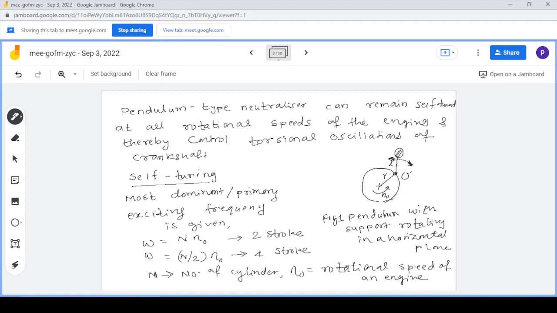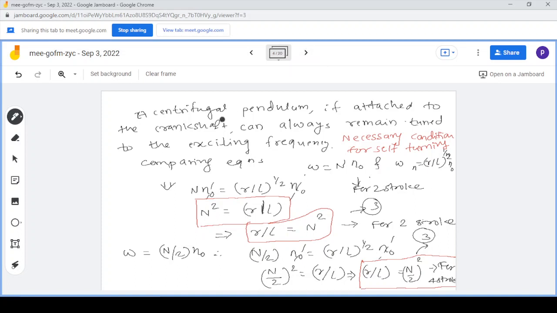So for this, a centrifugal pendulum, if attached to the crankshaft, can always remain tuned to the exciting frequency. Right. So what have we considered? The necessary conditions for self-tuning are these two conditions.